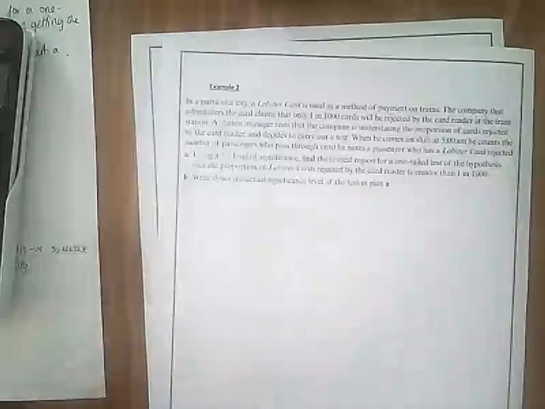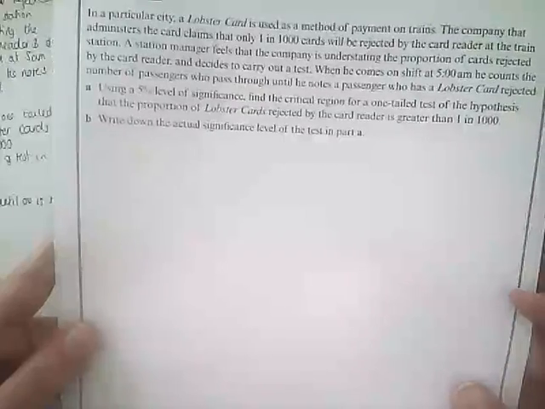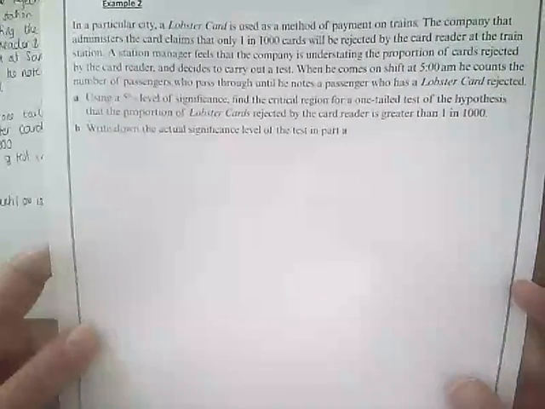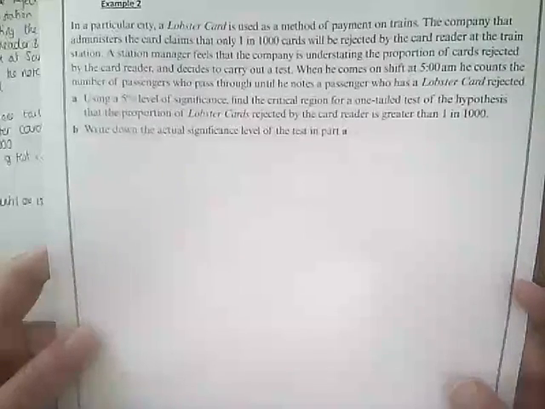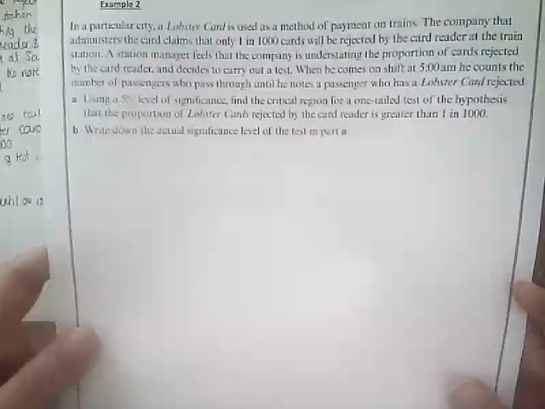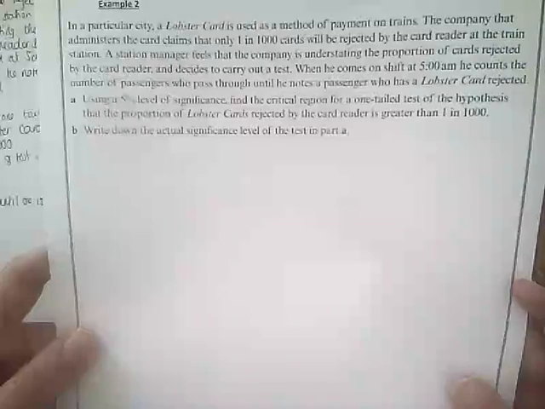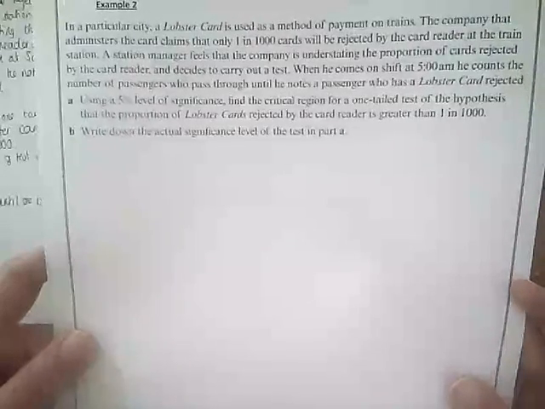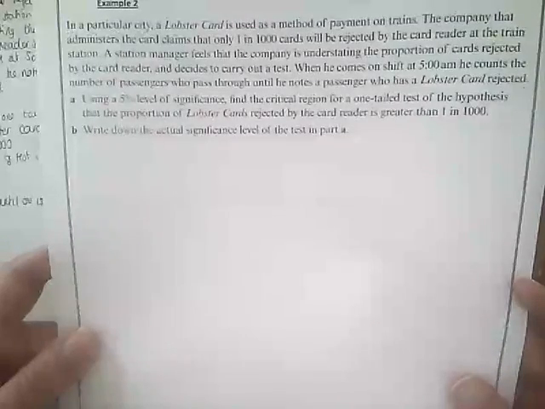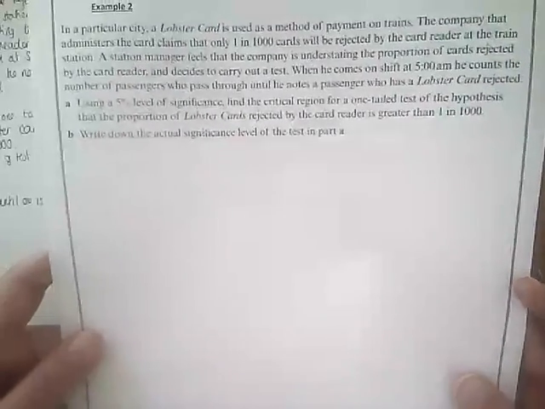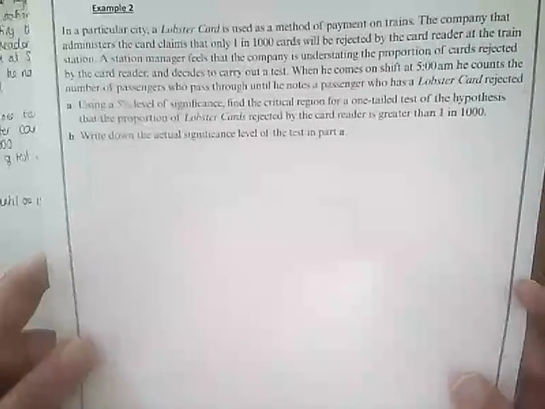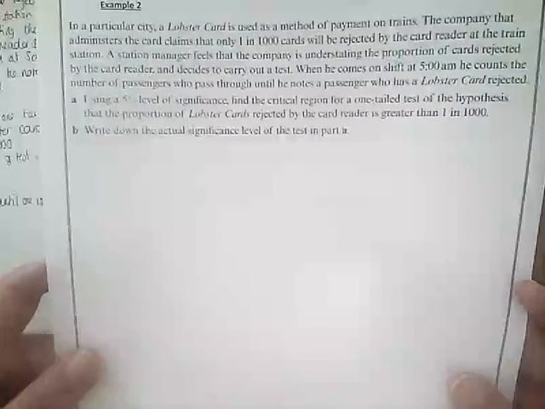Right, let's do a second example of critical regions. So here we go. In a particular city, a lobster card is used as a method of payment on trains. The company that administers the card claims that 1 in 1,000 cards will be rejected by the card reader at the train station. The train station manager feels the company is understating the proportion of cards rejected by the card reader and decides to carry out a test. When he comes on the shift at 5 AM, he counts the number of passengers who pass through until he notes a passenger who has a lobster card rejected. Using a 5% significance level, find the critical region for a one-tailed test of the hypothesis that the proportion of lobster cards rejected by the card reader is greater than 1 in 1,000.